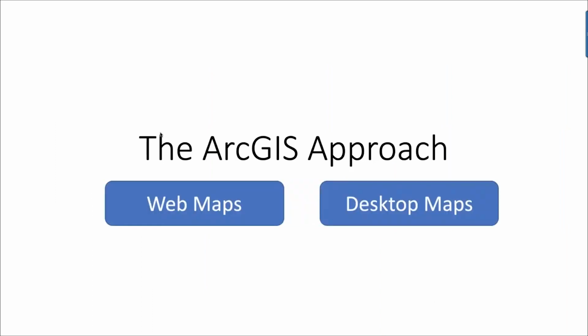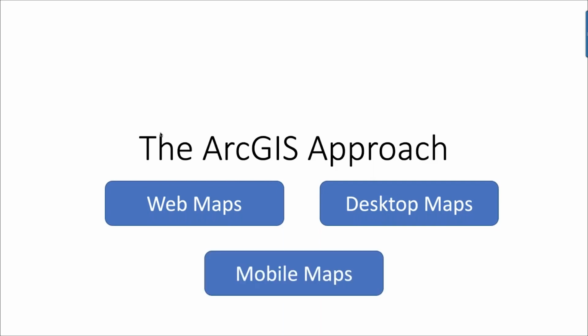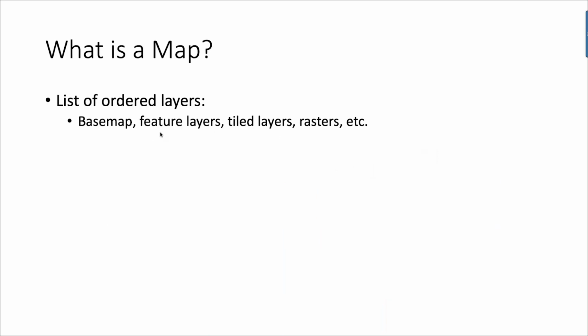Now, this may be a refresher for a lot of people. This may seem very simple, but it's important to set the groundwork here. Maps, when we talk about them, mean web maps or desktop maps, either in ArcGIS Online or ArcGIS Pro. From the runtime perspective, we translate these things into mobile maps. And actually, these mobile maps come in something called a mobile map package. We'll talk about that over the next few minutes.